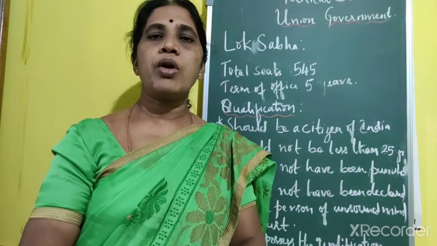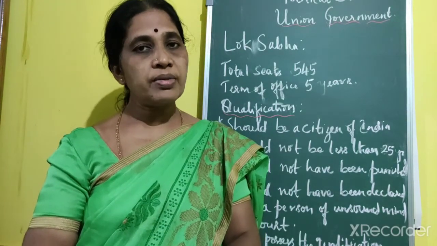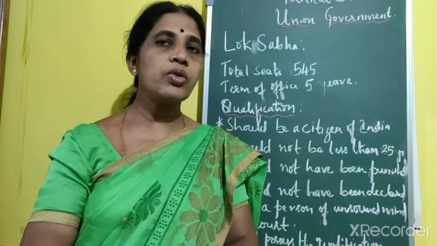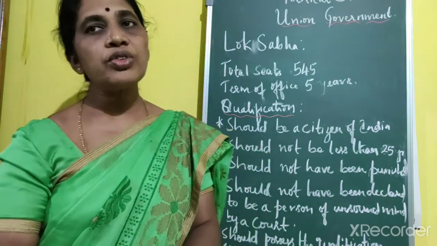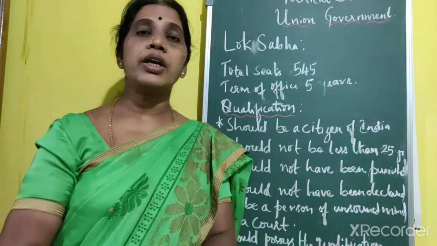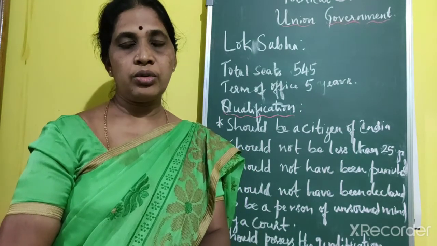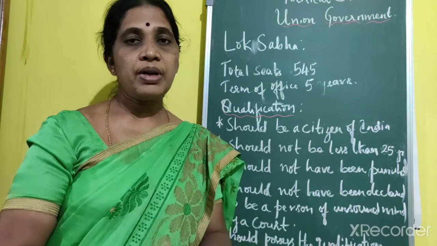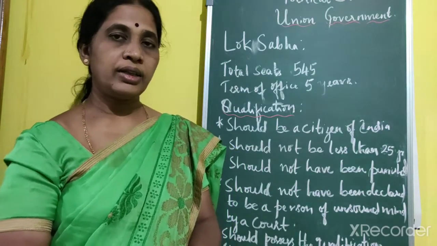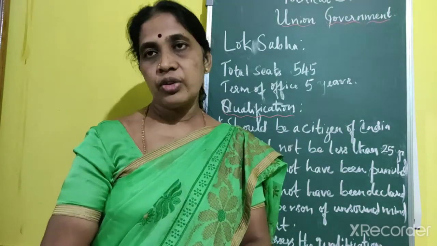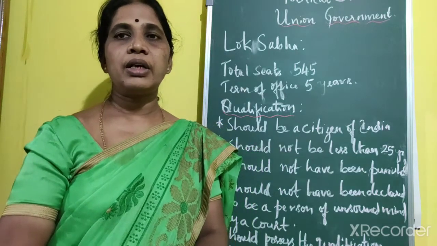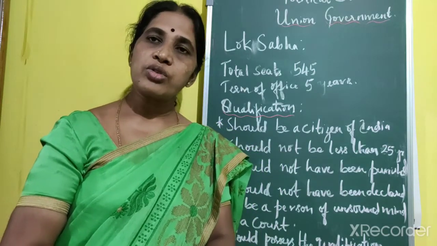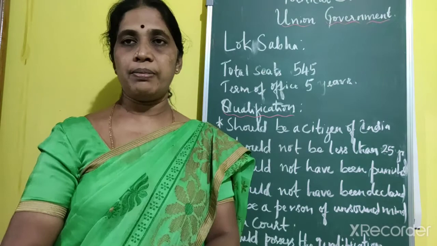Next, we will learn about the Lok Sabha. Lok Sabha is also known as the lower house. The members of the Lok Sabha are elected directly by the people. You know that, okay? Once in 5 years, elections will be held and we people will cast our vote and elect the members. It is also known as the House of People.